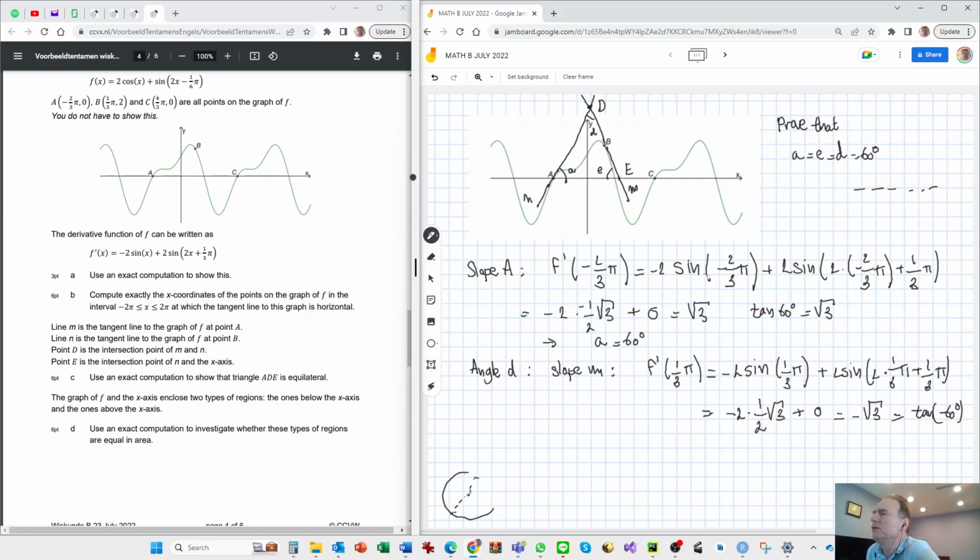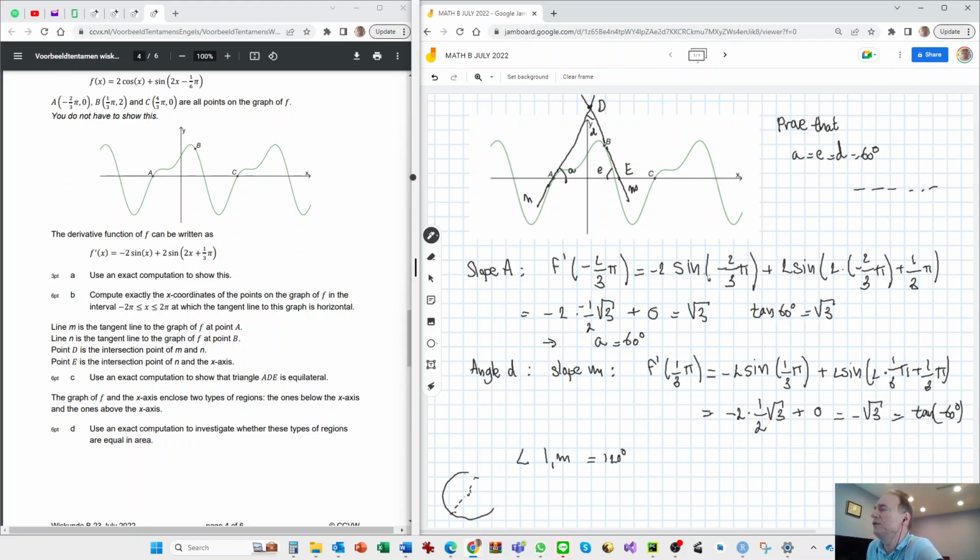So what's the angle then between the lines L and M? Well, you need to subtract these angles. So it's 120, but then you need to take the acute version of that. Basically, that is the angle here.